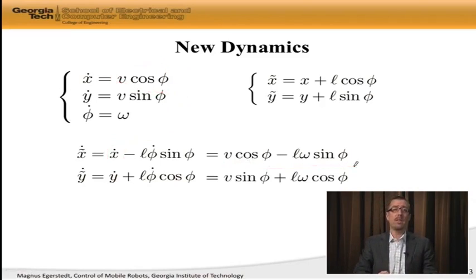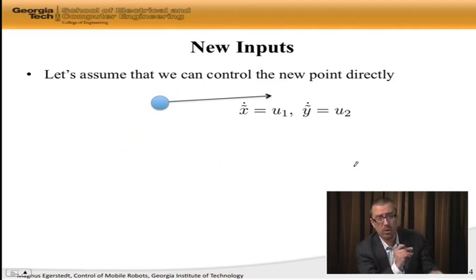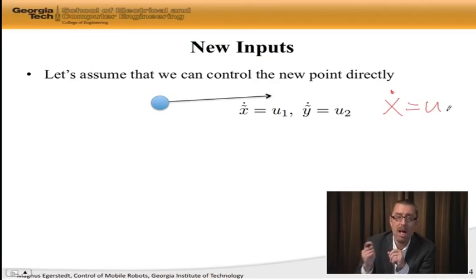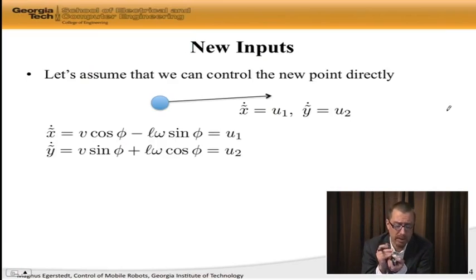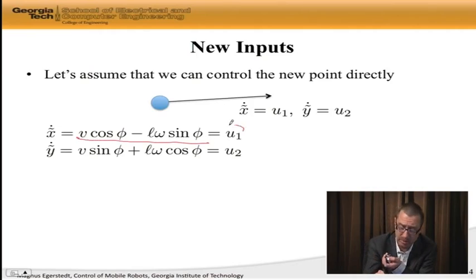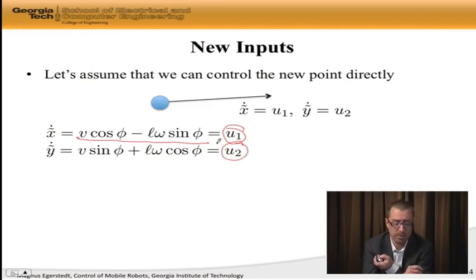Well, okay, where does this lead us? Let's assume for a second that we can control this new point directly, that this new point is indeed the point that we before have called x dot equal to u as a way of generating reference velocities. Let's assume that we can actually immediately control this new point. What would that tell us? Well, x tilde dot, as you recall, was given by this mouthful of an expression. Let's set this equal to u1, which is our desired velocity in the x direction. And similarly, we set y tilde dot equal to u2.